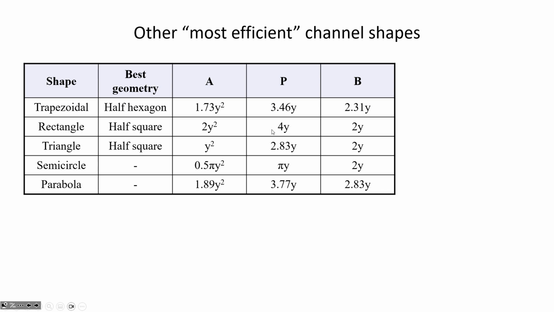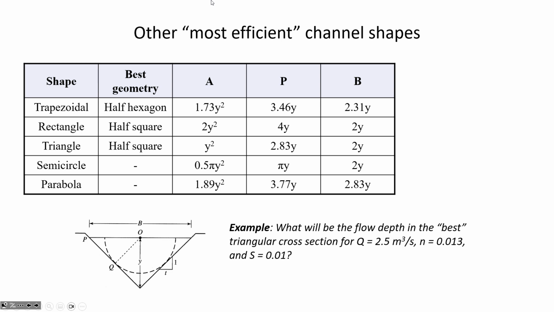So keep this handy in case you have problems that are asking about the most efficient channel. That means, how do you maximize the flow rate for a given cross-sectional area? So, for example, if we wanted to have the best triangular section, then what would be the depth for that? I'm going to pause for a second and see if you can apply this idea.